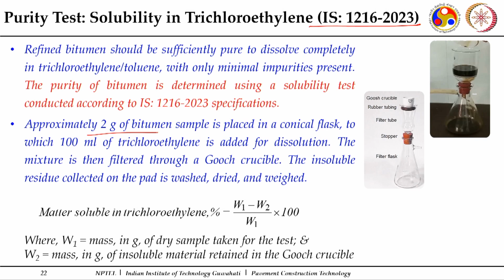It says approximately 2 grams of binder sample is placed in a conical flask, to which 100 ml of trichloroethylene, or toluene which is also preferred, is added for dissolution. The mixture is then filtered through a Gooch crucible. This is a specific crucible, and the insoluble residue which is collected on the pad is washed, dried and weighed. So, I can get how much residue is retained, and this will give me an idea how much impurity is there.